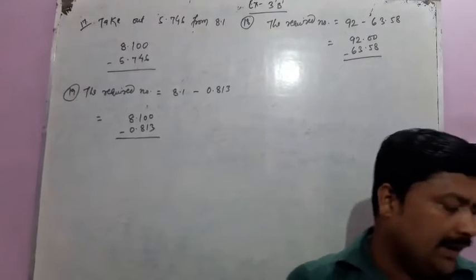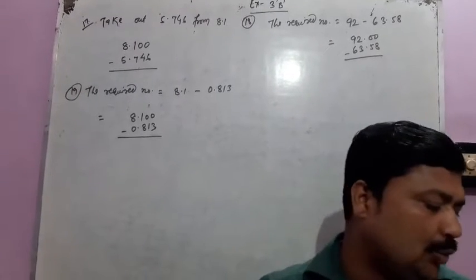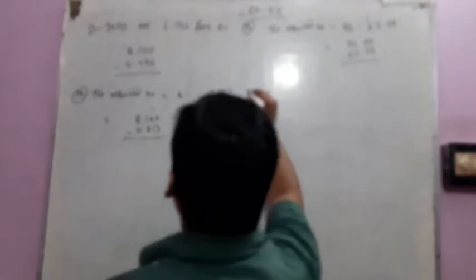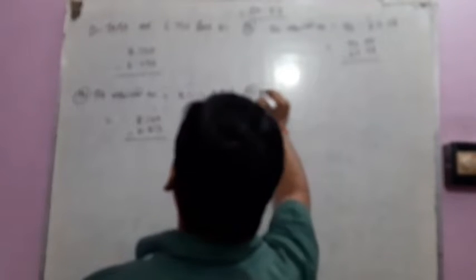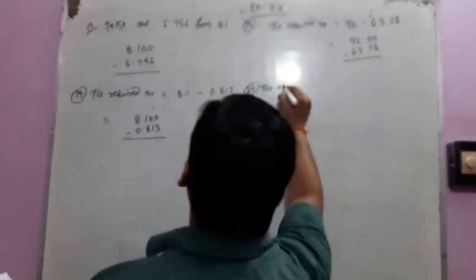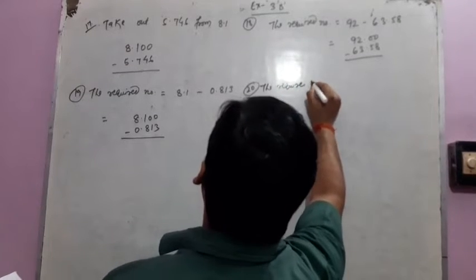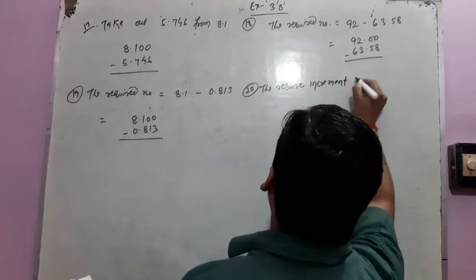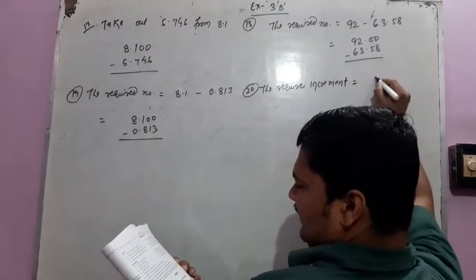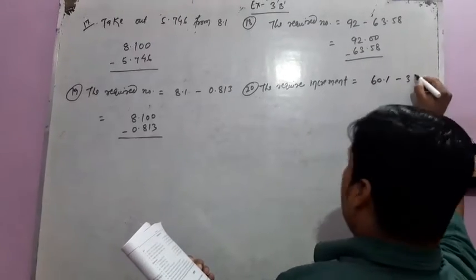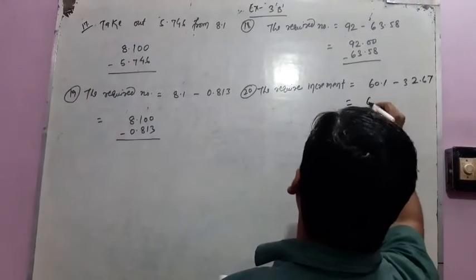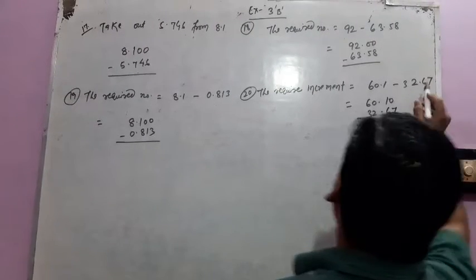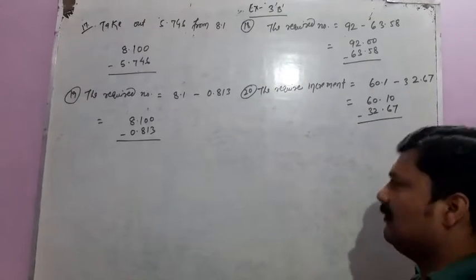Now look at question number 20. By how much should 32.67 be increased to get 60.1? So here the required increment is equal to 60.1 minus 32.67. So 60.10 and 32.67, that we have to subtract: 32.67 from 60.10.